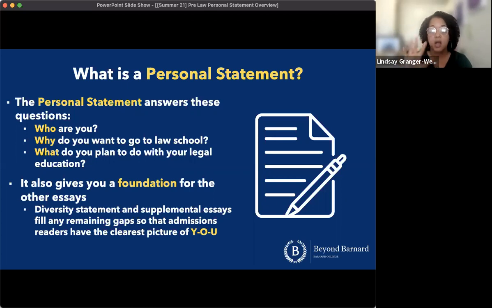You want to make sure that they all come together to provide different pieces of yourself, to provide the admissions reader with a holistic view of who you are outside of your GPA and LSAT scores. So your personal statement is important and something that we recommend doing first, which is why we're doing this focus workshop, because it can then be used to build on your other essays.